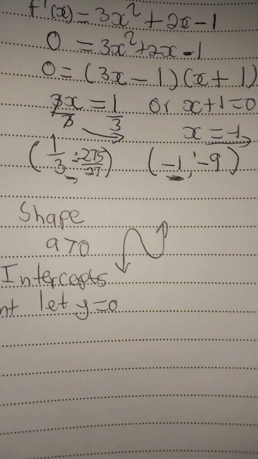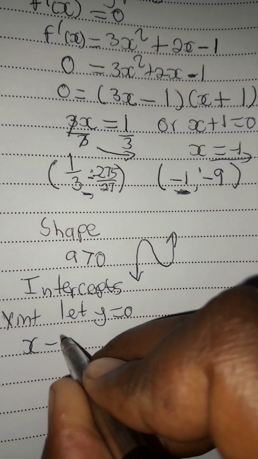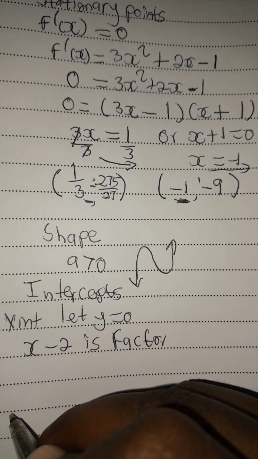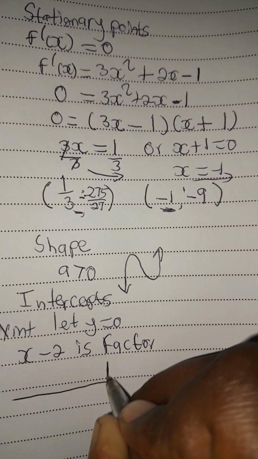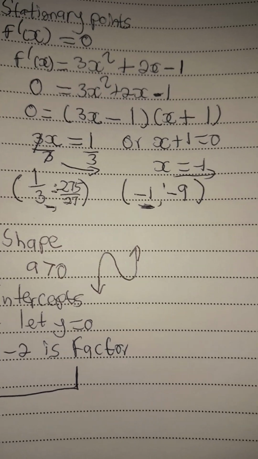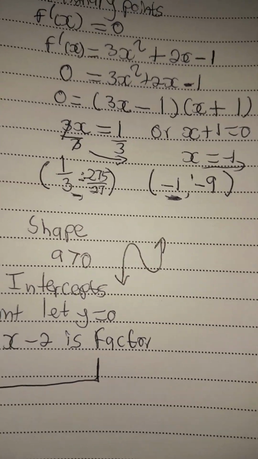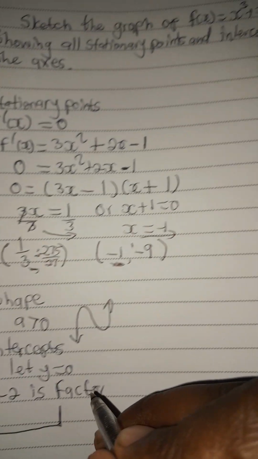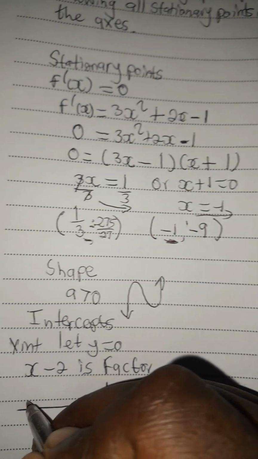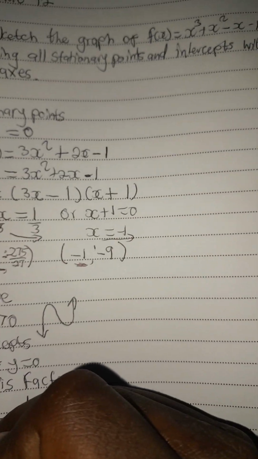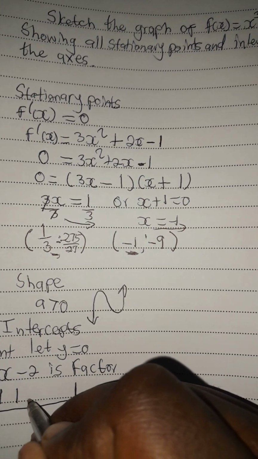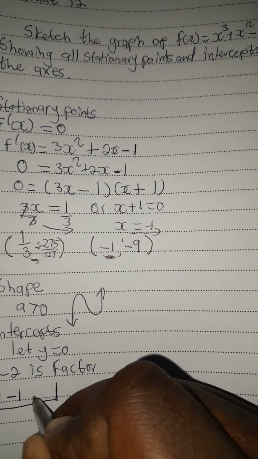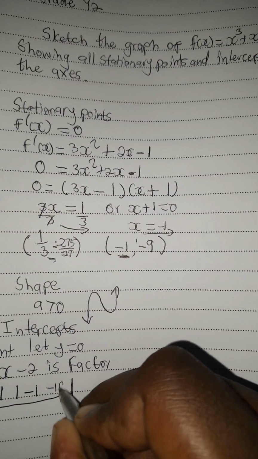So what are we going to do? We are going to say x minus 2 is a factor. Okay, so we are going to use synthetic division. It's the shortest way of solving a cubic function. So let's go back and take the coefficient of x cubed, that's 1. Coefficient of x squared, that's 1. Coefficient of the third term, that's -1, and the constant is -10.